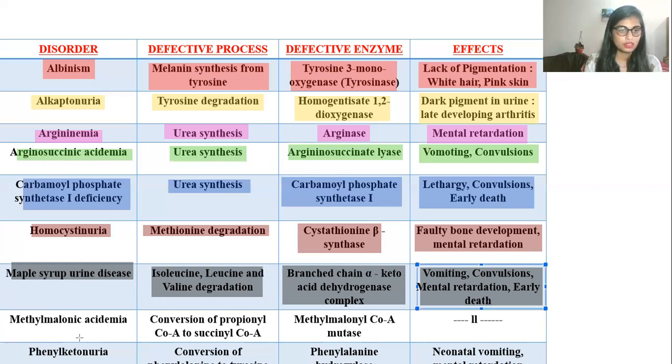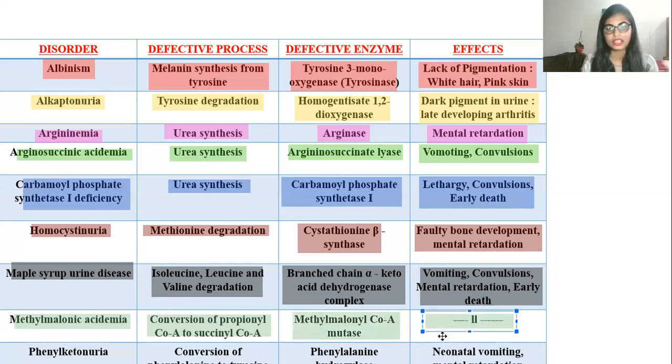Next, moving on to the next disorder, that is methylmalonic acidemia. Here the defective process is the conversion of propionyl CoA to succinyl CoA. The enzyme responsible is methylmalonyl CoA mutase. When this enzyme gets deficient, it defects the conversion of propionyl CoA to succinyl CoA, and that leads to methylmalonic acidemia. The effects are similar to the above: vomiting, convulsions, mental retardation, as well as early death.